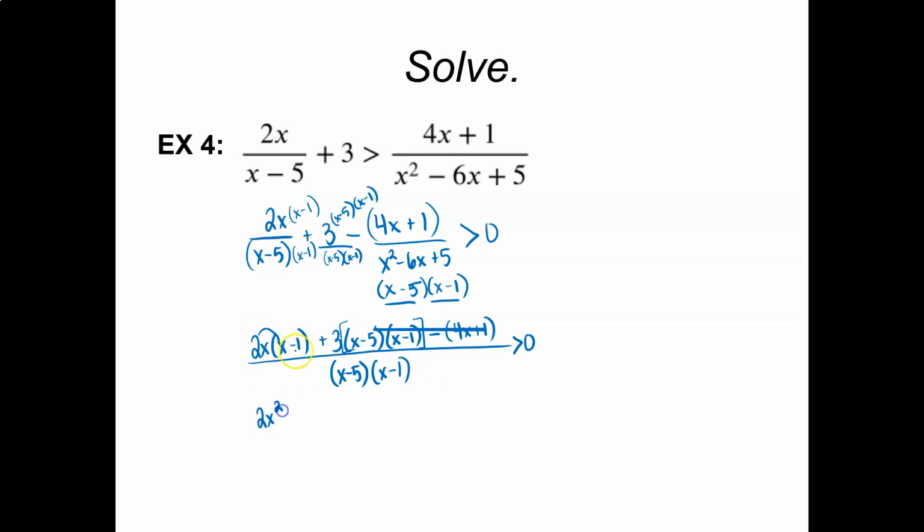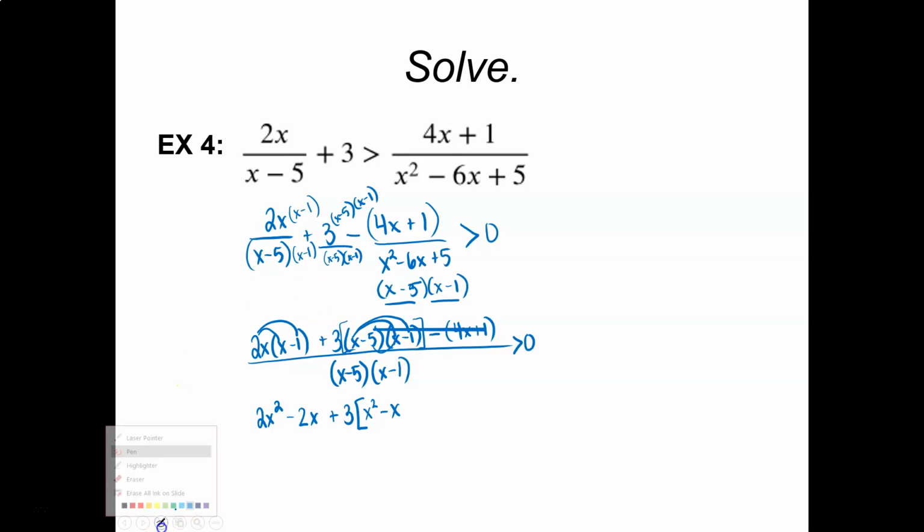So we'll get 2x squared minus 2x. I'm going to just let this 3 hang out front for right now. I'm going to multiply these two binomials together. So x times x is going to give me x squared. X times negative 1 is going to give you negative x.